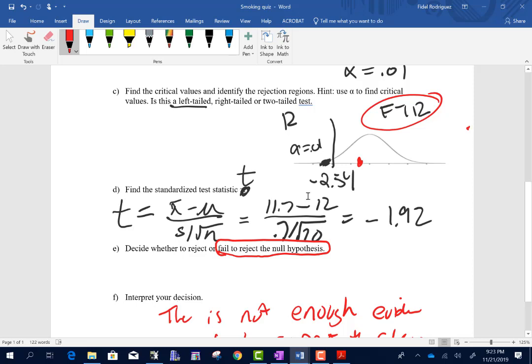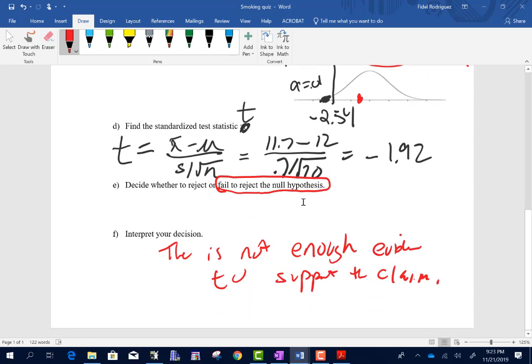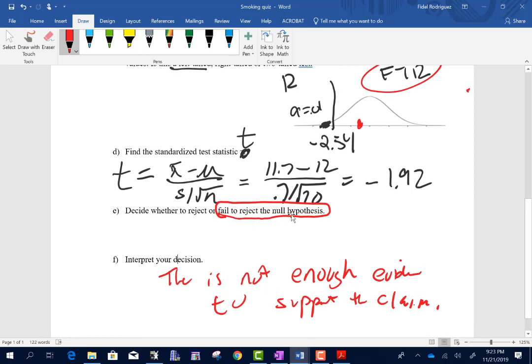The one we just did right now was number what, 42? So I look at 42, right? We said we're going to fail to reject the null hypothesis, and we said there is not enough evidence, right? And if I look at my answer key, actually, didn't we do this one exactly the same way?